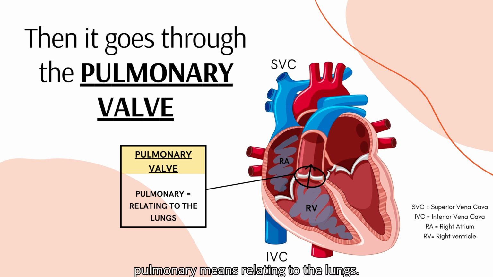Let's break down this word a little bit. The word pulmonary means relating to the lungs. And why this is important is because the pulmonary valve leads to the pulmonary arteries, as mentioned before, and the pulmonary arteries are connected to the lungs. So it's easy to remember that the main function of the pulmonary valve is to lead to these arteries, which lead to the lungs, to start this process all over again.